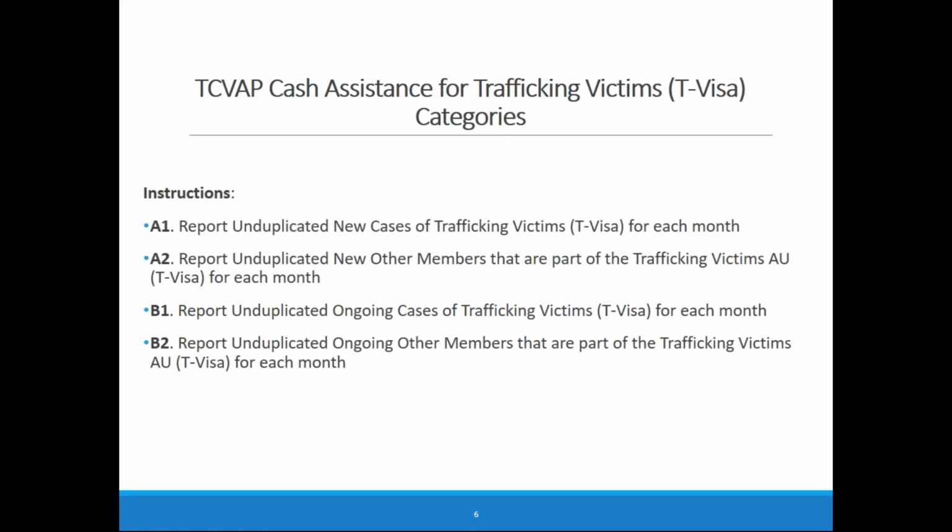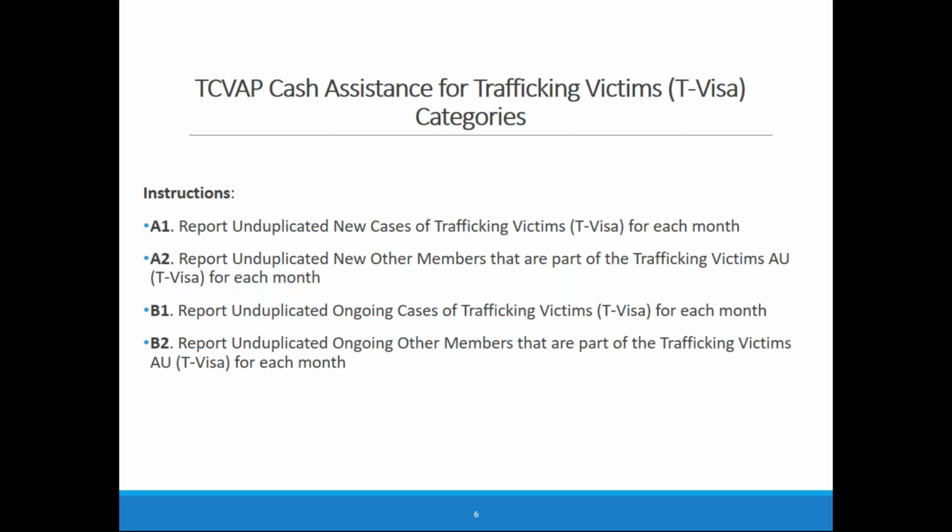Now let's walk through the TCVAP survey report to see which spreadsheet and columns are used to report this group. The data entry for the TCVAP cash assistance trafficking victims is divided into 4 columns. Column A1 is to report unduplicated new cases of trafficking victims for each month on the report.